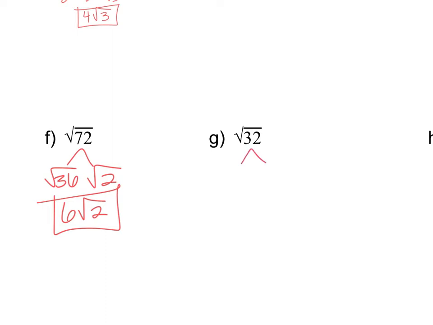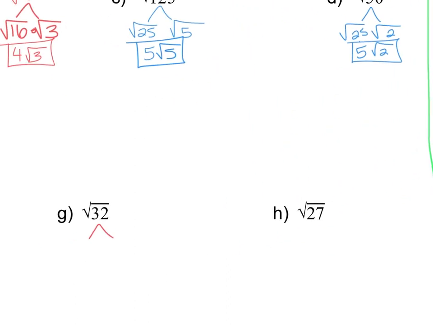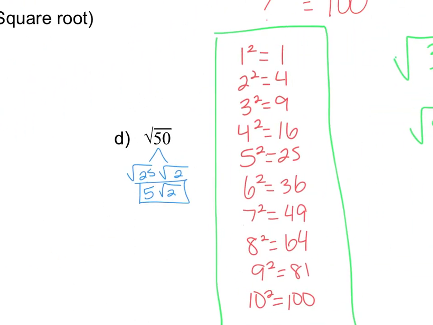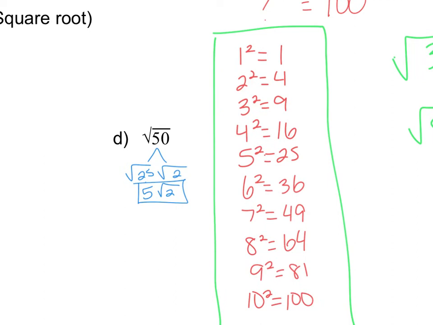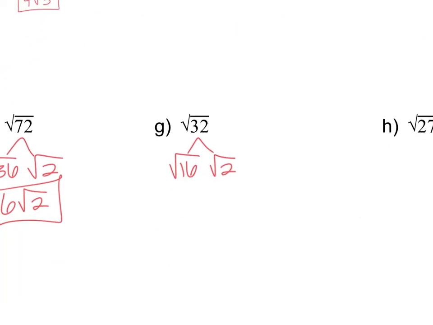Square root of 32. Okay, so is that a perfect square? Nope. What is half of 32? 16. Hey, look, I'm making it pretty easy on you guys. So half of 32 is 16. So that's going to end up being the square root of 16 times the square root of 2. Okay, so then that would be 4 square roots of 2.